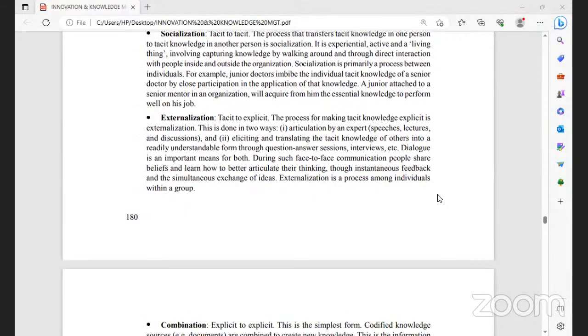The second one is externalization, tacit to explicit. The process of making tacit knowledge explicit is externalization. This is done in two ways: articulation by an expert, or eliciting and translating the tacit knowledge of others into a readily understandable form through question-answer sessions and interviews. That means collecting the primary data, analyzing it, and getting the interpretation.